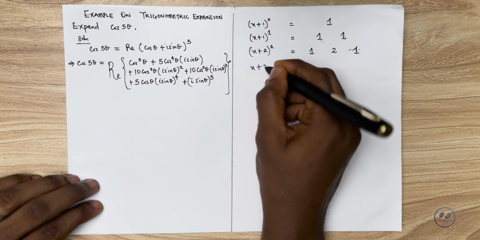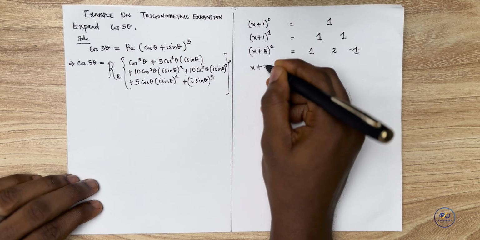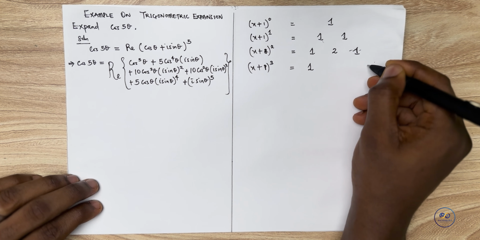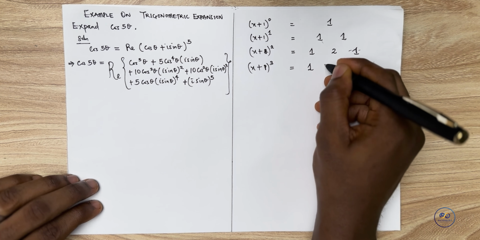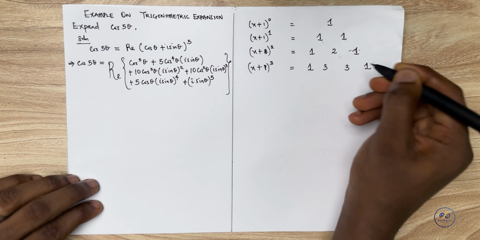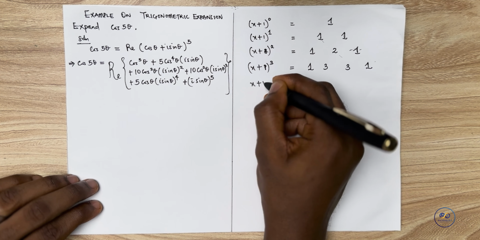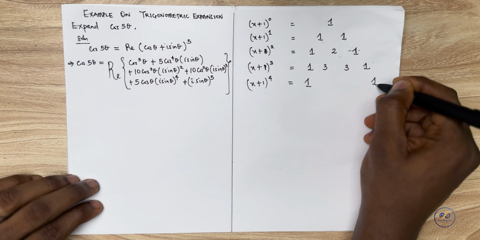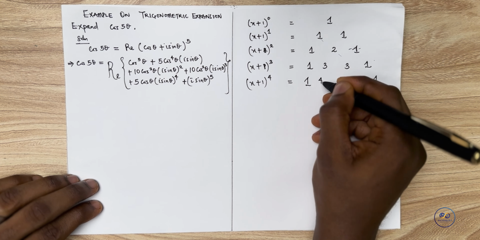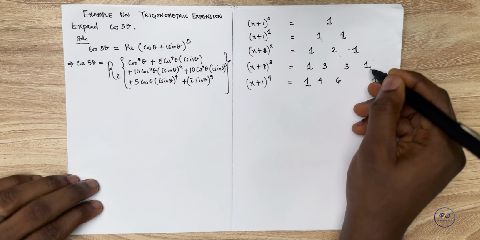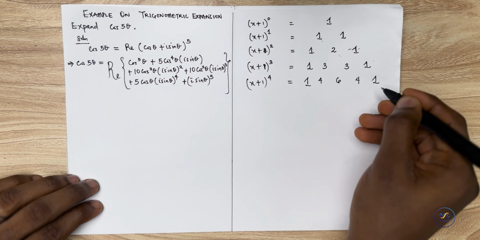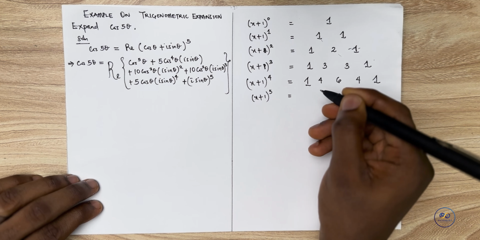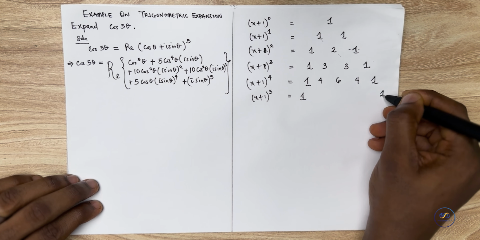When we go to (x + 1) raised to the power of 3, this time around the first and the last remain 1, then 1 plus 2 gives us 3, 2 plus 1 gives us 3. When we go to (x + 1) raised to the power of 4, you would have the first and the last remaining 1, and then 1 plus 3 gives us 4, 3 plus 3 gives us 6, 3 plus 1 gives us 4. Hence, you have 5 coefficients. And then when we go to (x + 1) raised to the power of 5, you would have the first and the final being 1.